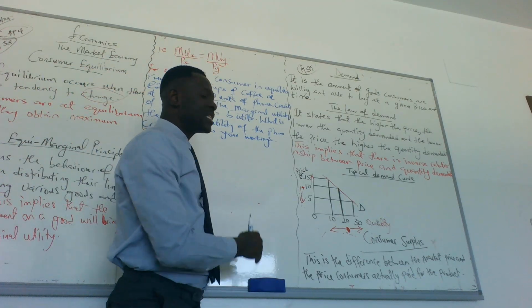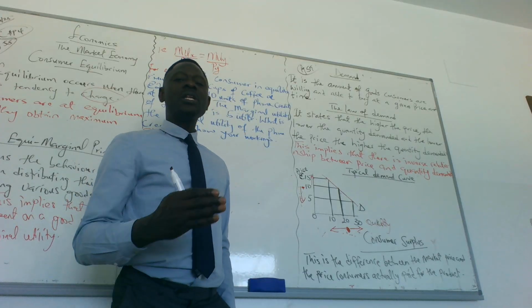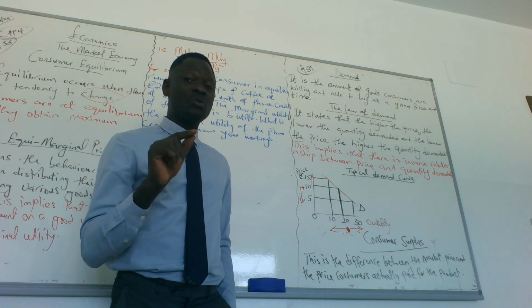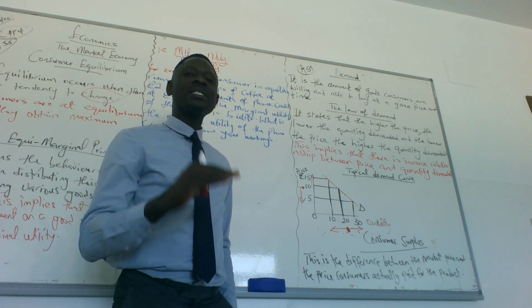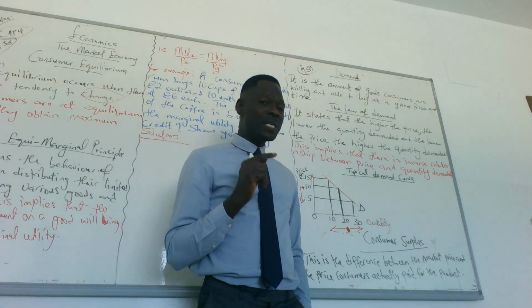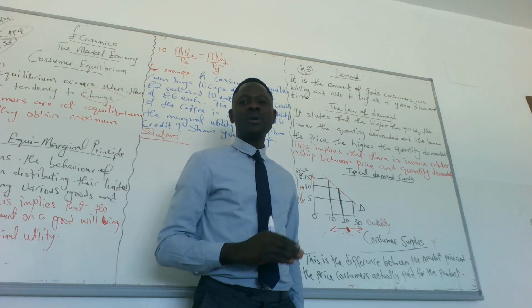So the next thing we need to talk about is consumer surplus. And why do we call it consumer surplus? We call it consumer surplus because it's telling us the difference between the market price or the equilibrium price, and the price consumers actually pay. So consumer surplus is what? The difference between the market price and the price consumers actually pay. That is what consumer surplus is about.